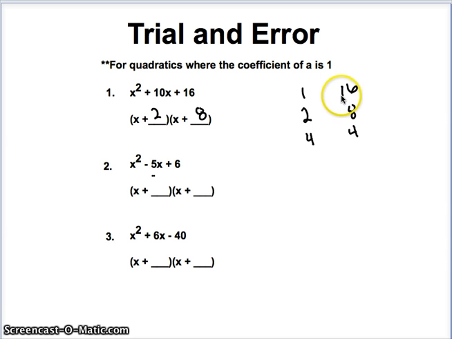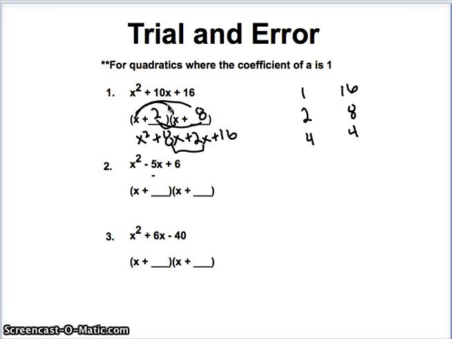into the boxes. Now, checking with the FOIL method, I know that x times x is x squared, x times 8 is 8x, 2 times x is 2x, and 2 times 8 is 16. When the middle terms are put together, I end up with my original polynomial of x squared plus 10x plus 16.